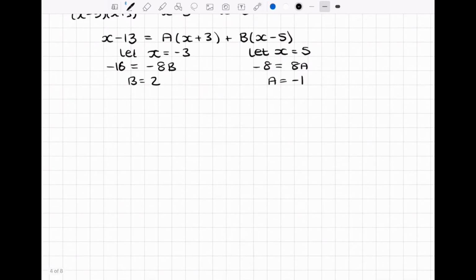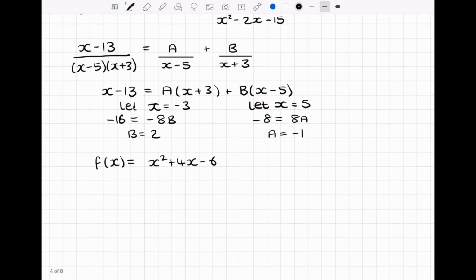On the other side, if I let x equal 5, I get minus 8 equals 8a, and a must be minus 1. So I'll just write out all of that function together with my partial fractions included too. We have x squared plus 4x minus 6 plus 2 over x plus 3 minus 1 over x minus 5.